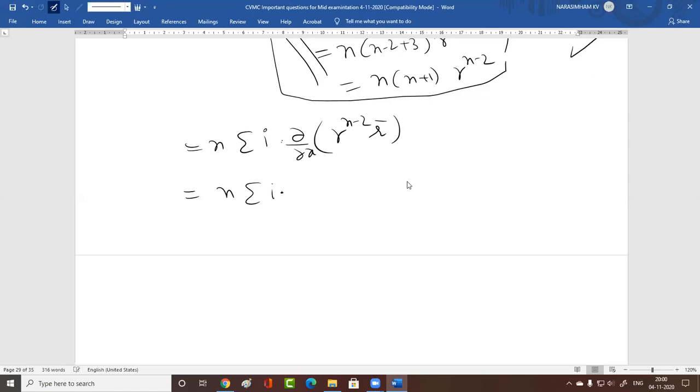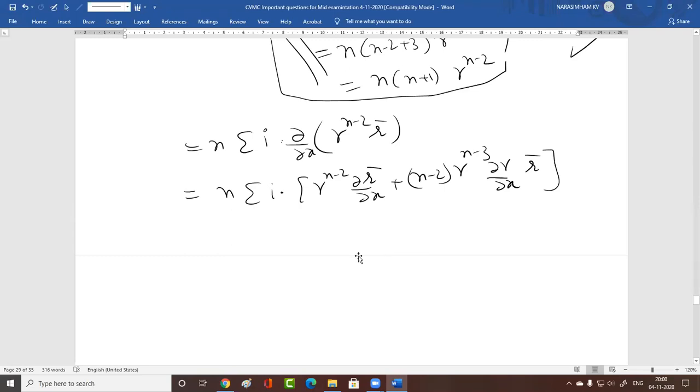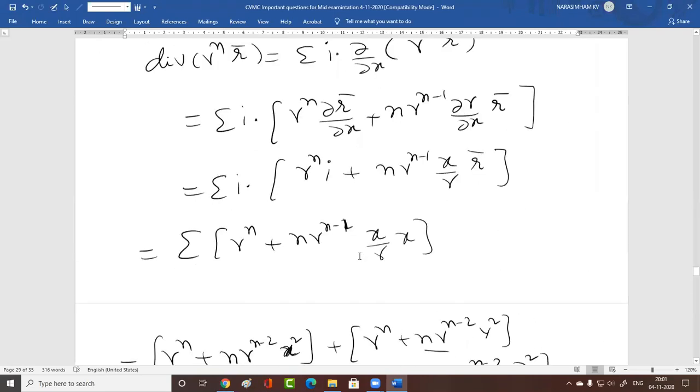So using the UV formula: r power n minus 2 into dou r bar by dou x plus n minus 2 into r power n minus 3 into dou r by dou x into r bar. Now dou r by dou x is x by r. Similarly, i dot r bar equals x. Then you can easily simplify and get the required solution. Then solve it yourself, it is very easy. Don't worry.